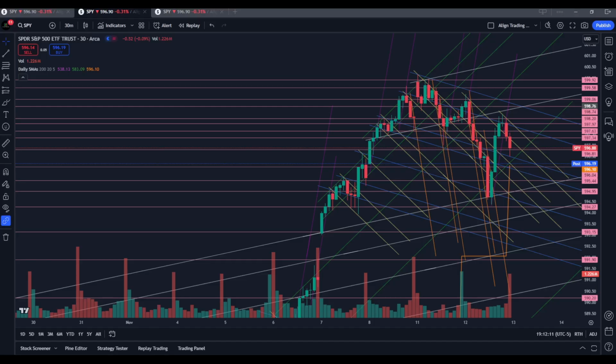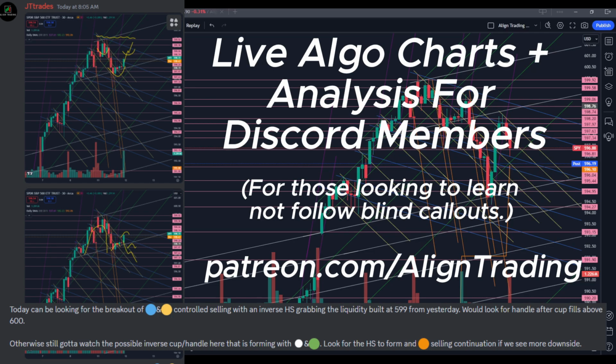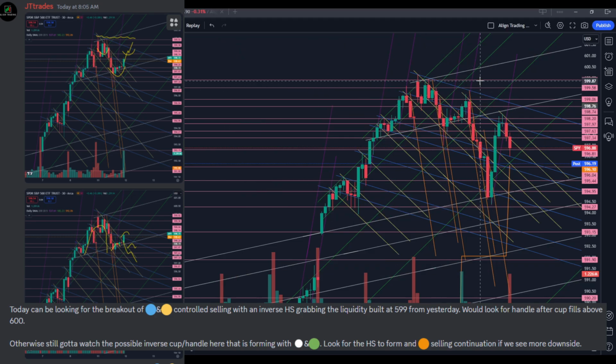Welcome to Align Trading, going over today's SPY recap and live analysis before taking a look at what to be watching into tomorrow. So the first thing that I explained in the pre-market brief for Discord members today was to be watching for the breakout of this blue and yellow algorithm.